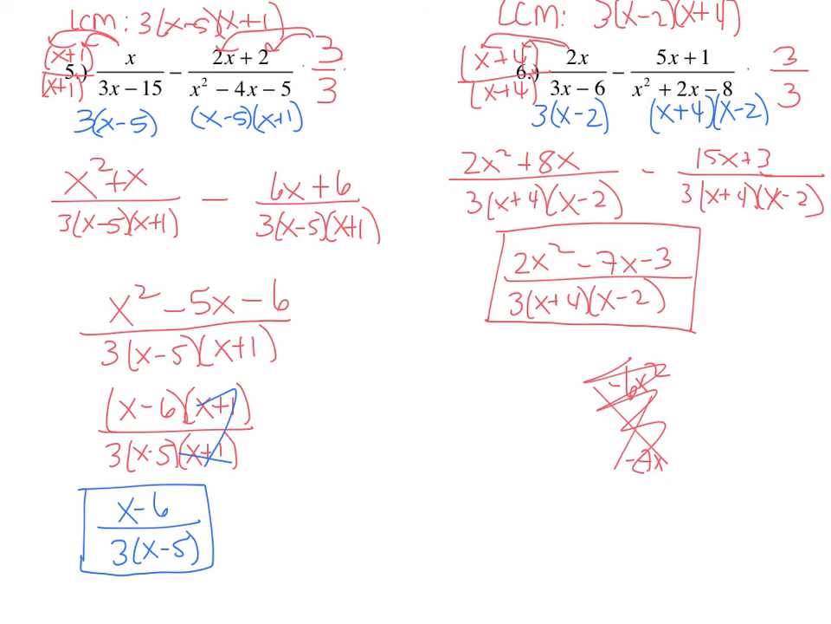Hopefully you're getting the concept. You have to make sure your denominators are factored, find their least common multiple, make sure every factor is represented in that least common multiple, multiply each fraction by whatever they're missing, and then combine your numerators. See if you can factor and simplify. Several steps, you just have to practice and get them down.